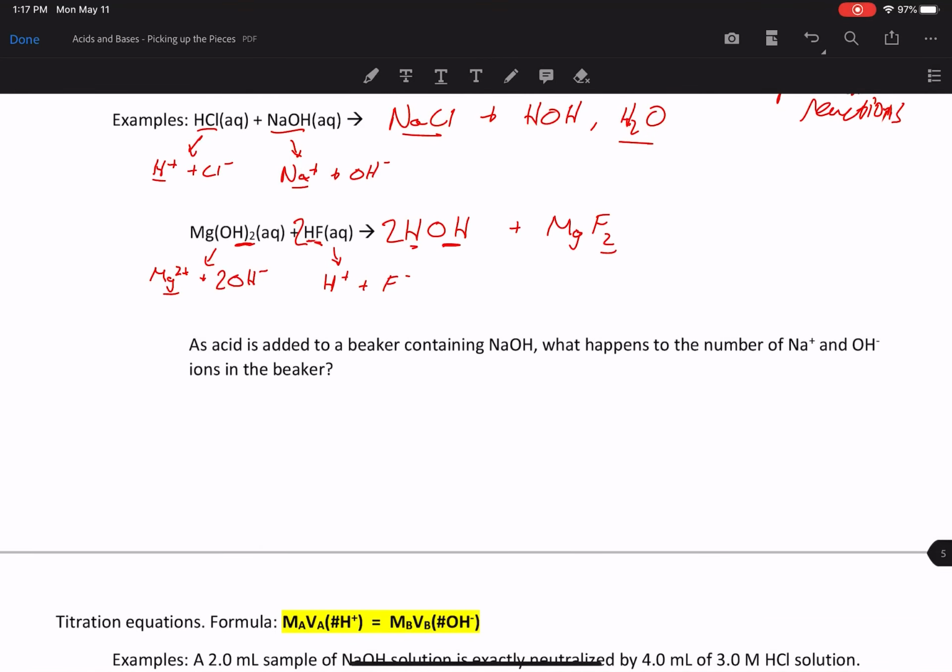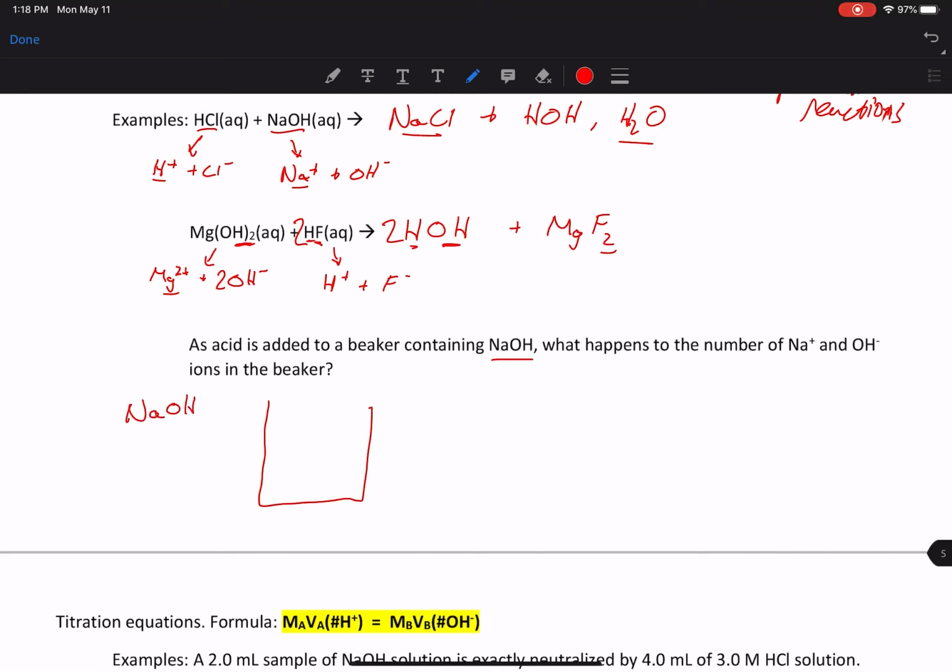All right. Next one says an acid is added to a beaker containing sodium hydroxide. So remember, sodium hydroxide will break apart into Na plus and OH minus. So what happens to the number of Na plus and OH minus ions in the beaker? Okay, so let's draw a beaker. We have our NaOH. So we're going to add this to the beaker. Once you add it, you have Na plus and OH minus ions floating around in that solution.